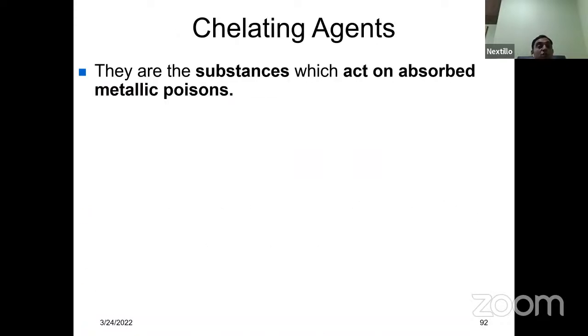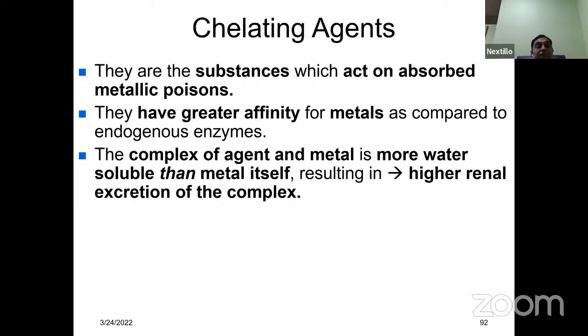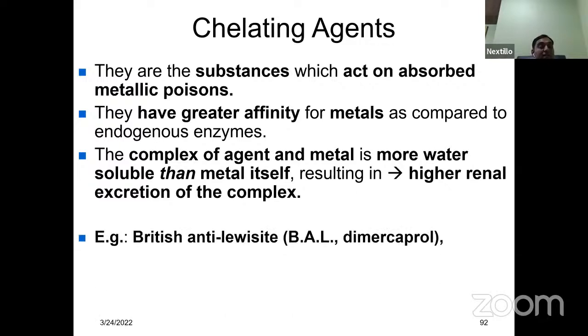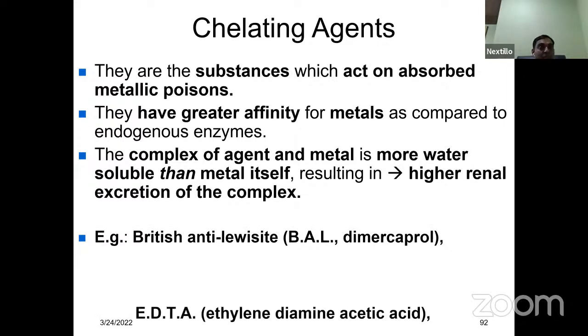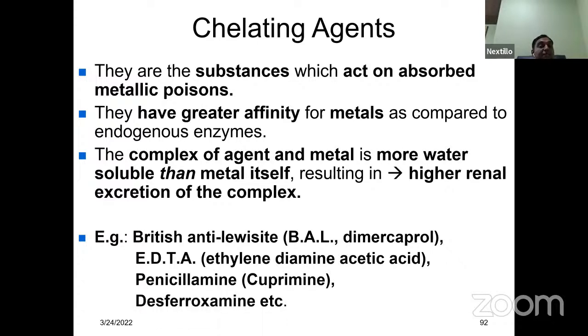Chelating agents, again, are very important. These are substances which act on absorbed metallic poisons and have greater affinity for the metals as compared to the endogenous enzymes. The complex of the agent and metal is more water soluble than the metal itself, resulting in a higher excretion of the complex. So what are the chelating agents that you know? British anti-lewisite, that is BAL or dimercaprol. Then we have EDTA, ethylene diamine tetra-acetic acid, penicillamine, that is Cuprimine, and desferrioxamine. These are all the chelating agents we know.